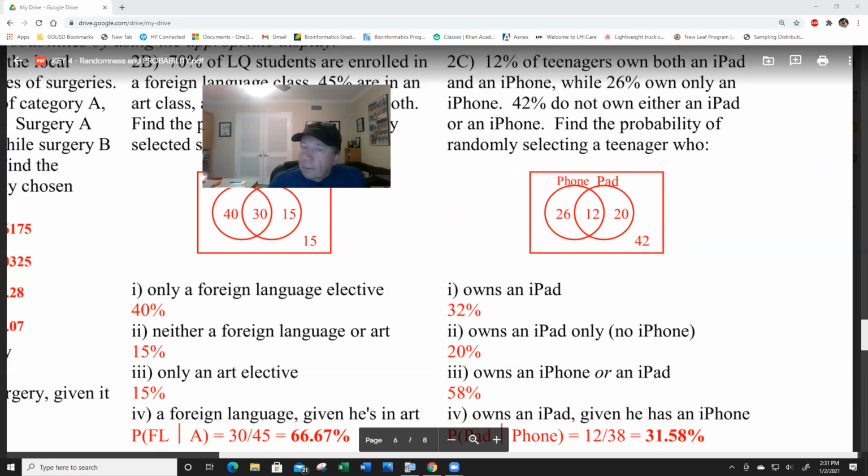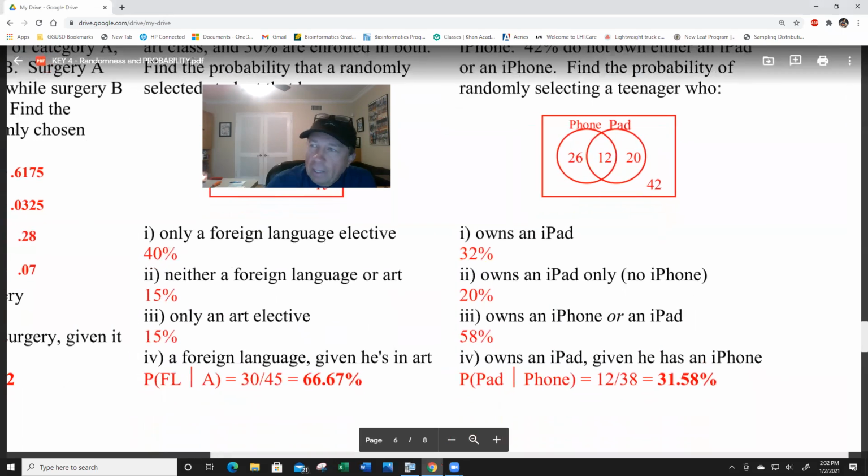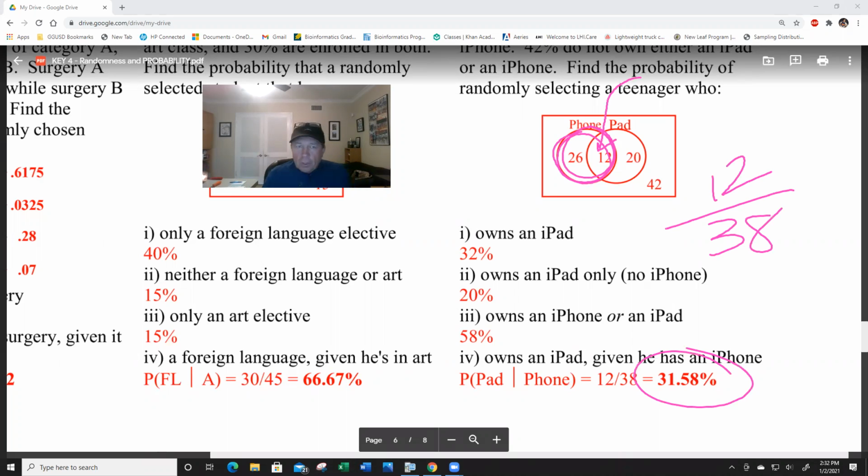And the last one is owns an iPad given he has an iPhone. All right, given that he has an iPhone, I'm only in this, whoops, I moved it. I'm only in this bubble right here. Given that he has an iPhone, okay? So that's 38 down there. And then owns an iPad. This part of the bubble owns an iPad. So 12 out of 38 ends up being about 32%.